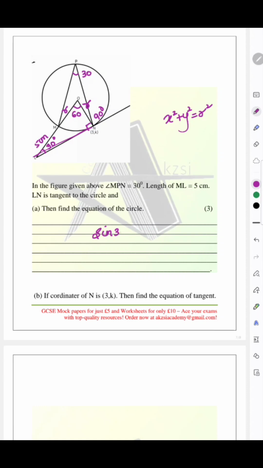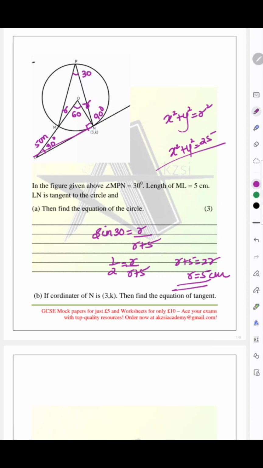So sine 30 is opposite over hypotenuse. Sine 30 is half, and solving I'll get r plus 5 is equal to 2r, and r is equal to 5 centimeters. So the radius is 5 centimeters. Our equation is x squared plus y squared equals r squared, which is 25, and this is the equation of the circle.